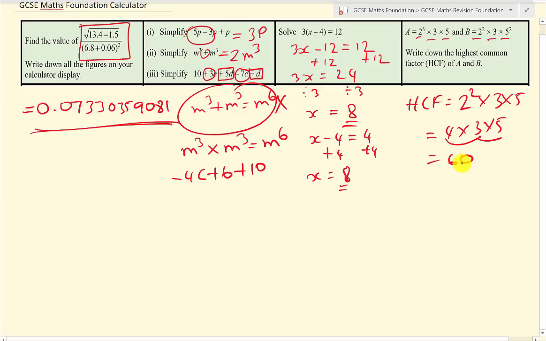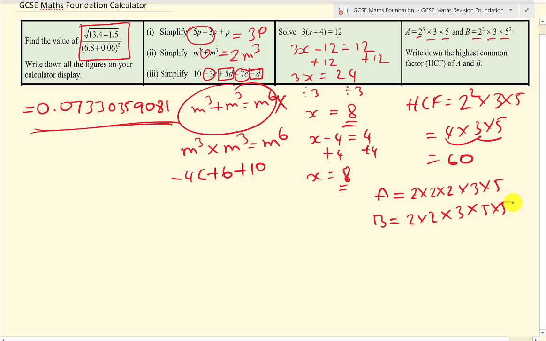To break down this question in a bit more detail, if you're struggling to understand it, write down how many lots of 2 you have. So A is equal to 2 cubed, so it'll be 2 times 2 times 2 times 3 times 5, one lot of 3, one lot of 5. And B is equal to 2 squared, so it'll be 2 lots of 2 times 3 times 5 squared, which is 5 times 5.